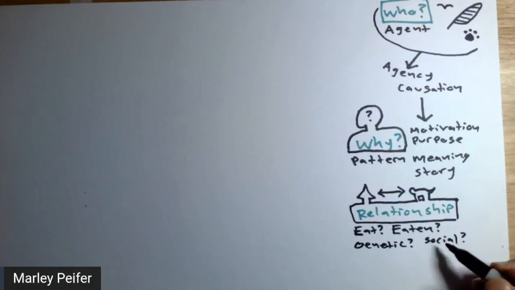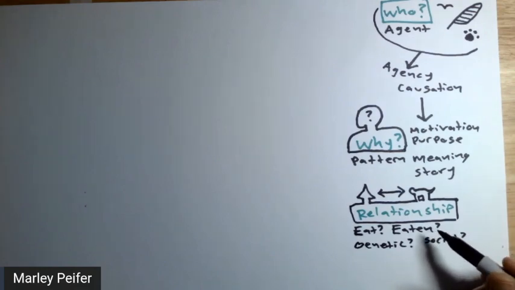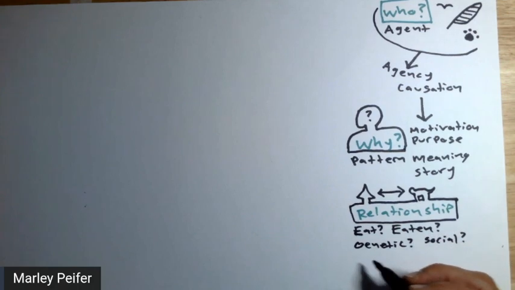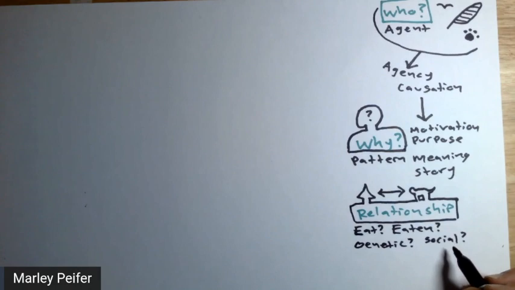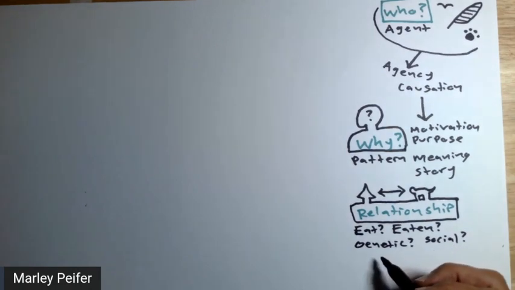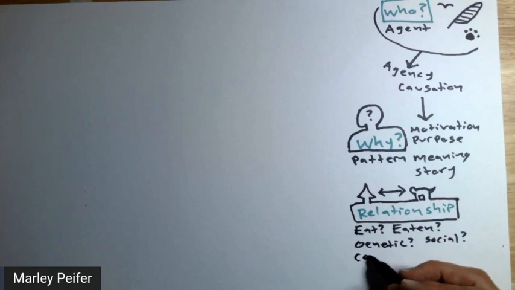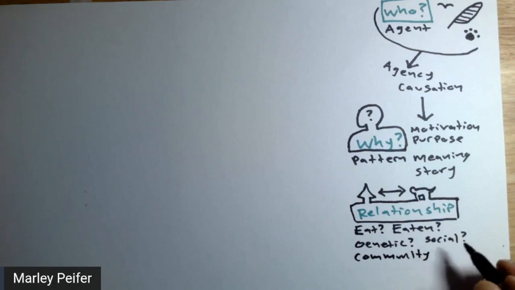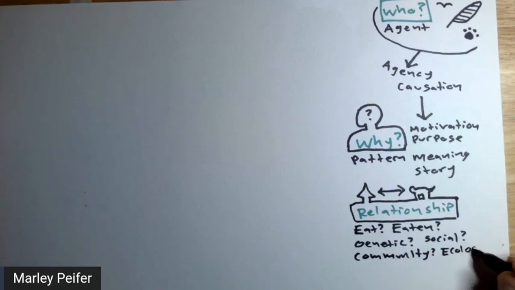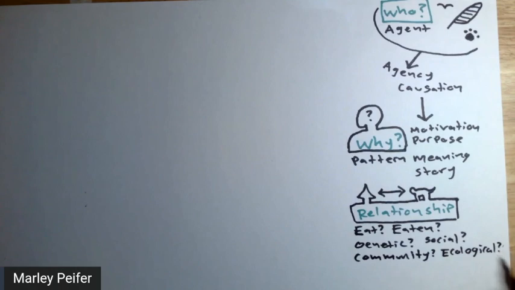We might ask a question, is that bird related to that other bird that it's moving around with? Are they partners? Are they mates? Are they relatives? Community questions. Are these plants or animals part of a community? Ecological relationships. Ecology is basically the study of relationships.